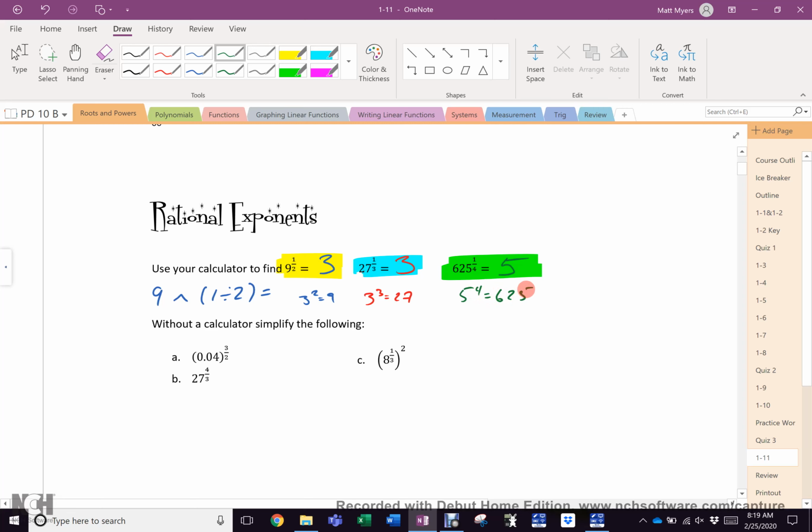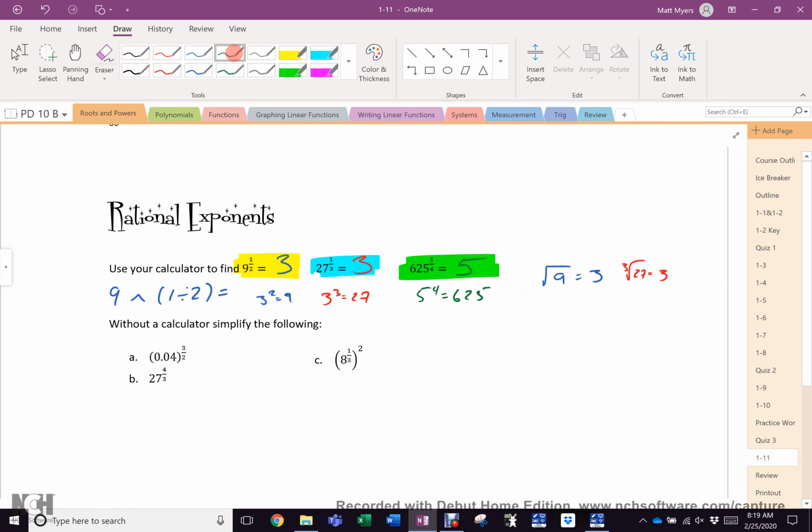And, of course, you all already know that the square root of 9 equals 3. You all already know that the cube root of 27 equals 3. And, of course, you all already know that the 4th root of 625 equals 5, right? Okay, now you get to apply logic.